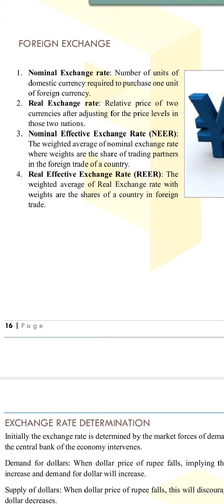Nominal effective exchange rate, NEER: the weighted average of nominal exchange rates, where weights are the share of trading partners in the foreign trade of the country. Real effective exchange rate, REER: the weighted average of real exchange rates, where weights are the shares of the country in foreign trade.